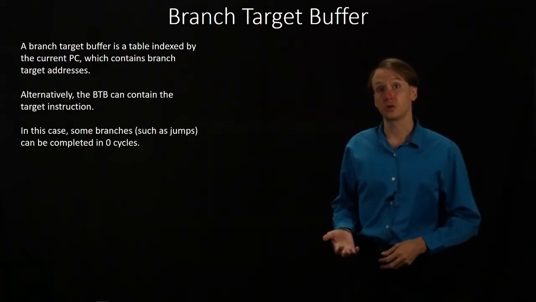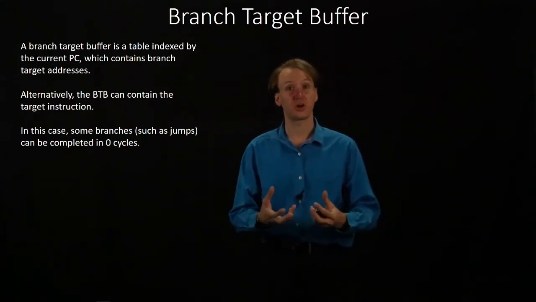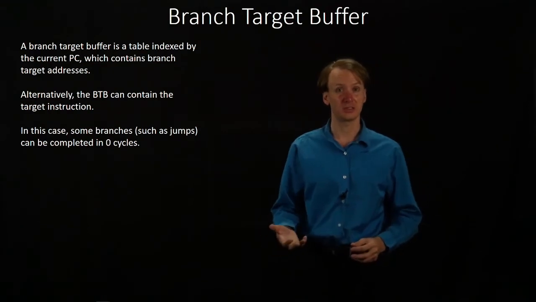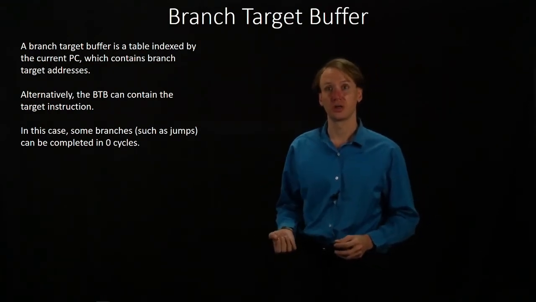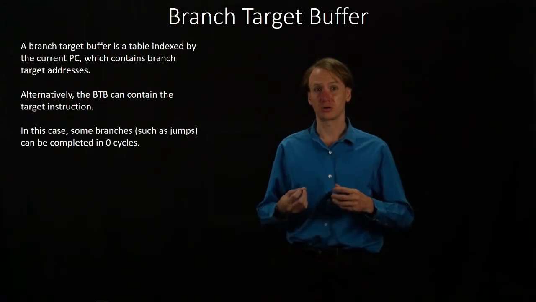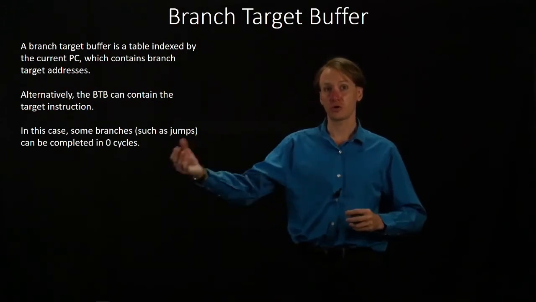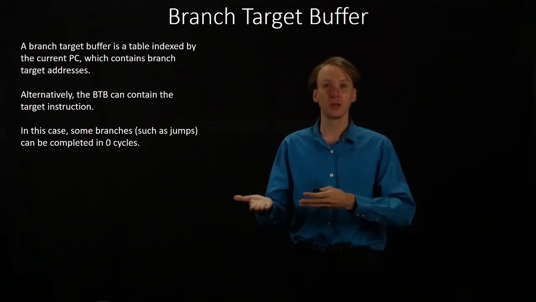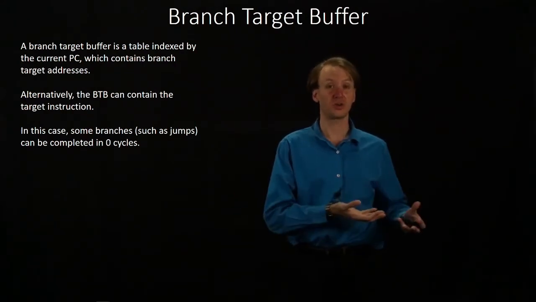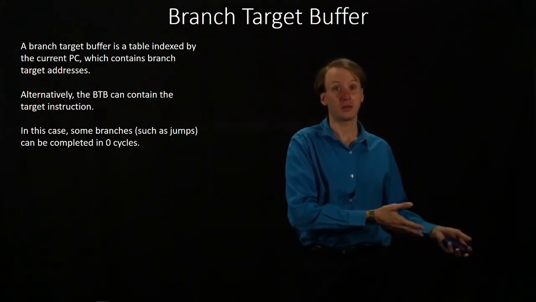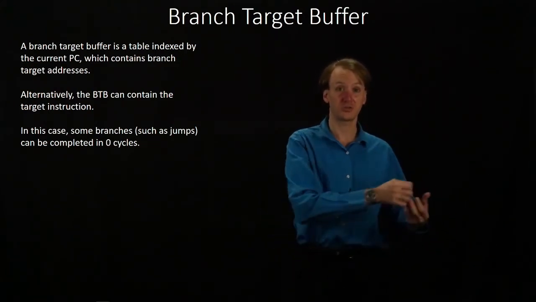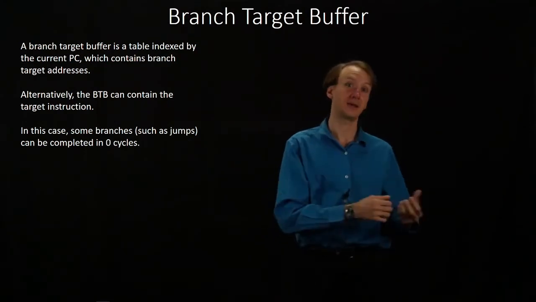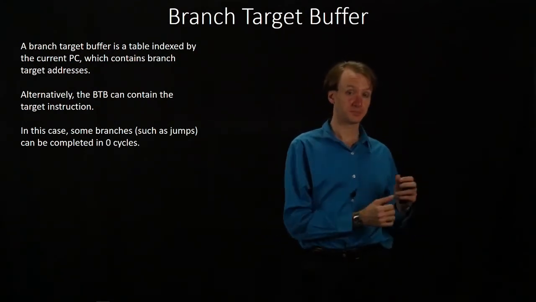There's an alternative, though. We could instead include the target instruction. This is actually kind of cool because in some cases, for example, if you have a jump instruction, you can actually complete your instruction in zero cycles. So our program counter comes in, we see that this is an unconditional branch or a jump instruction. We just pull out that target instruction and go run that immediately. We don't send the jump instruction off to the hardware to be processed. We send the instruction that the jump instruction is pointing at as the instruction to be processed.